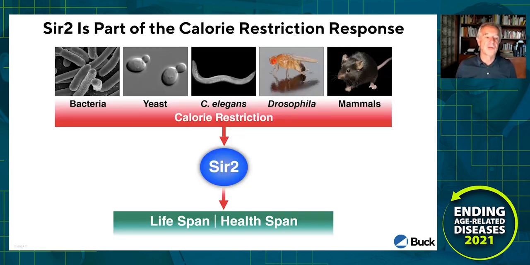Now, Sir2 is part of the calorie restriction response, and this has been documented in multiple organisms. What I'm showing you here is yeast, C. elegans, Drosophila, and mammals, which all have various sirtuins. These sirtuin enzymes, or proteins, if removed genetically from the organism, abrogate the calorie restriction response. And this has been illustrated in many of these organisms, including in mammals.